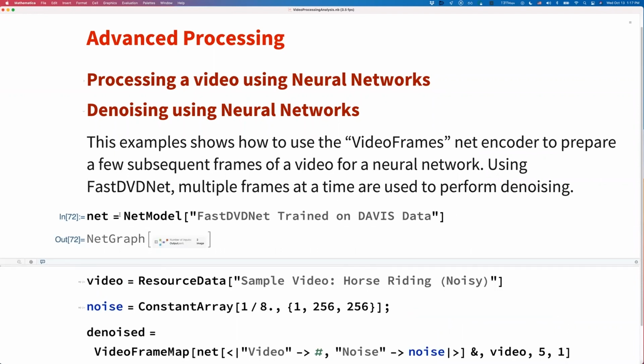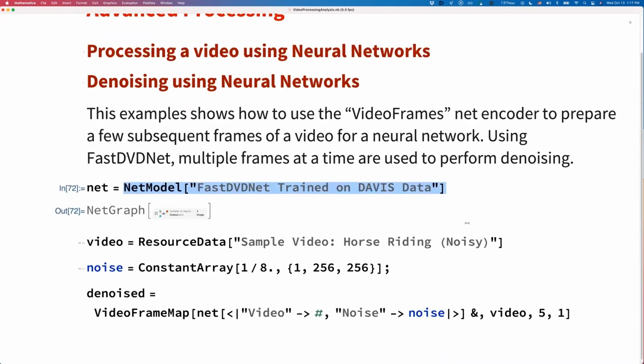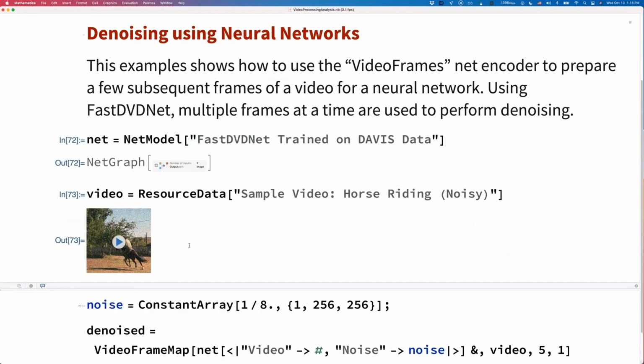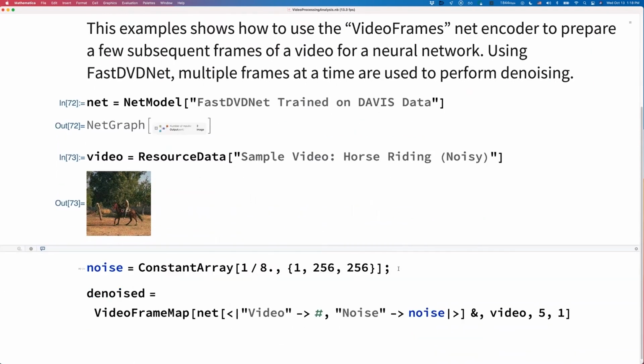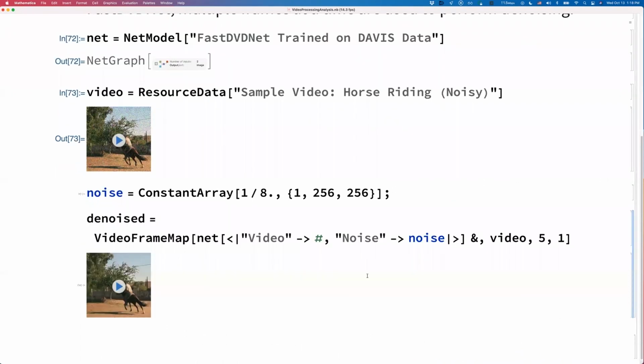This is not yet published in the Wolfram network repository, but it is ready and available, and it will be published pretty soon. We're looking at a noisy video of a horse riding. So that's our noisy video. I'm not going to evaluate this, as the network is a little slow. It's a bigger network, but you can see that the result of denoising is pretty clean and neat.